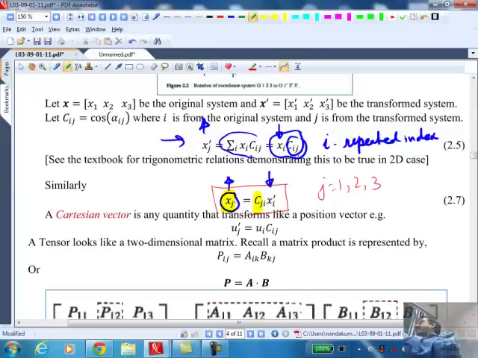I have x1, x2, x3, or x1 prime, x2 prime, x3 prime. So if you give me x1, x2, x3, I should give you back x1 prime, x2 prime, x3 prime. So I will have three equations, one for each component. That's why j equals 1 gives you the first component, j equals 2 gives you the second component, etc.